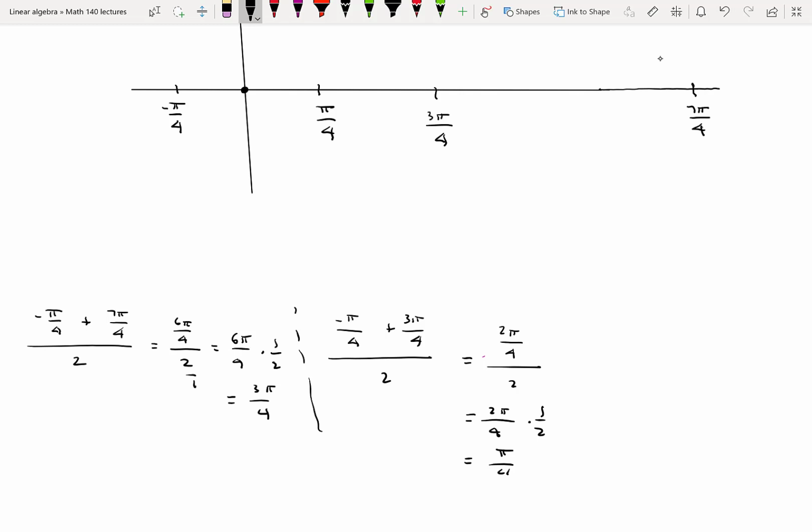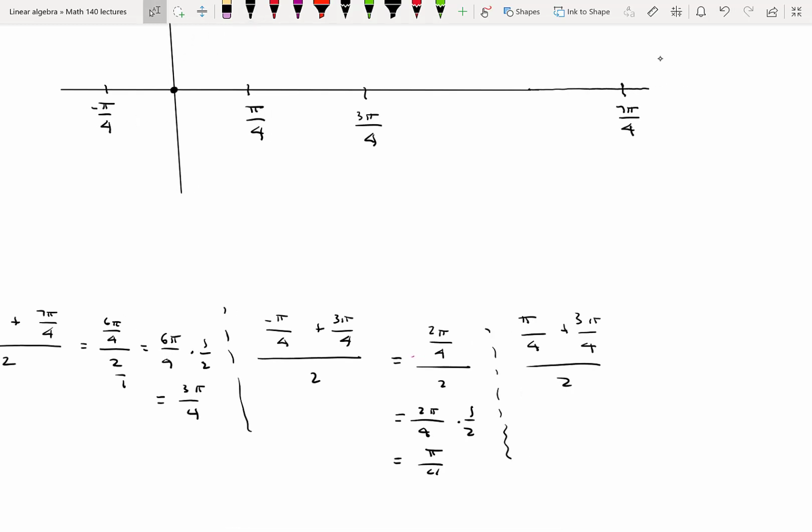So let's continue. I need the point exactly between 1 pi over 4 and 3 pi over 4. So I'm going to take 1 pi over 4 plus 3 pi over 4, then divide by 2. Always add up the left and right, divide by 2. 1 pi over 4 plus 3 pi over 4 is 4 pi over 4, and divide by 2. Well, 4 pi over 4 is pi, so this is just pi over 2.